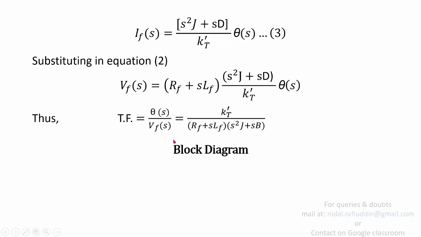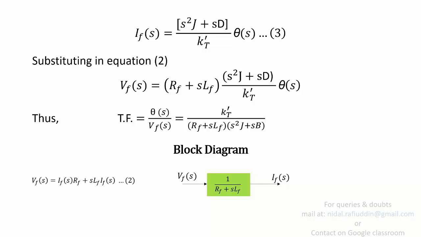And if we try to obtain the block diagram, as I told you, in a block diagram we represent the input at the leftmost side and the output at the rightmost. So the input in this case is Vf while the output is theta. If you look at equation 2, which is nothing but the Laplace transform of the KVL equation of the field side, there you saw that Vf is equal to (Rf plus s Lf) multiplied by If. So if you feed this input Vf to a block 1 upon (Rf plus s Lf), you get the output If. This is clear from equation 2.